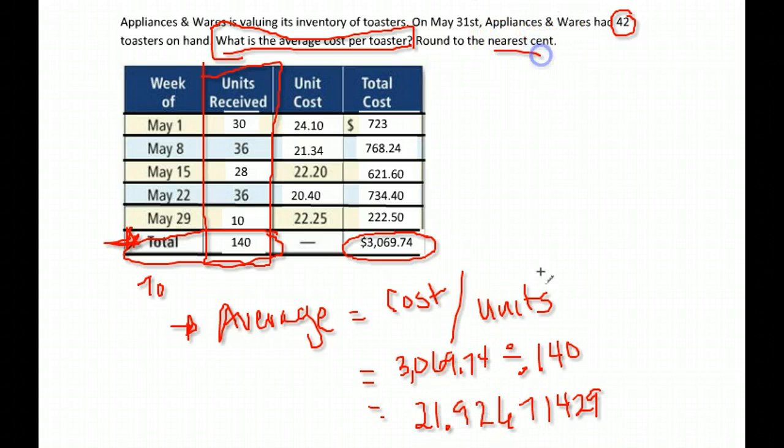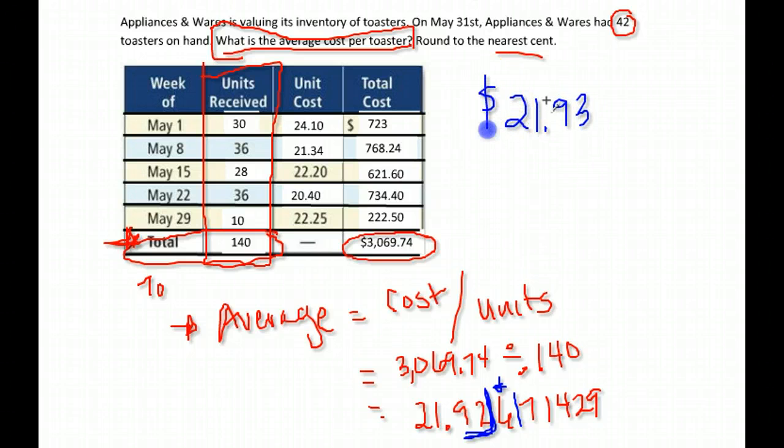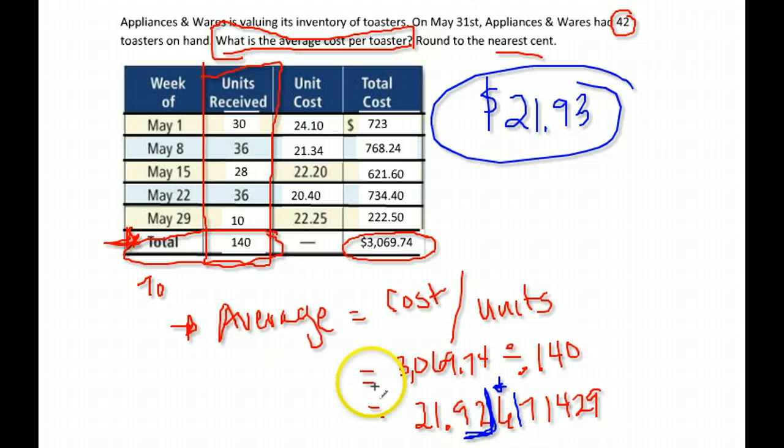It says to round to the nearest cent, which is 2 places after the decimal, our cents. So we want to cut our number off right here. Okay, we look at the number next to see if we need to round up. 6 is larger than 5, so we do round up. And we get $21.93 would be our average cost per toaster.